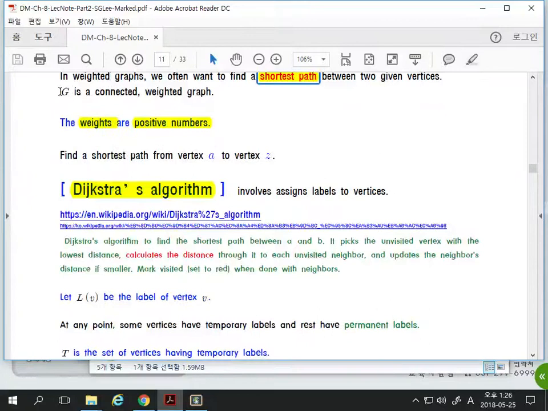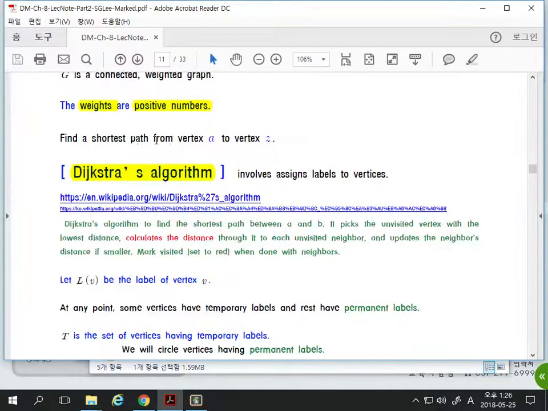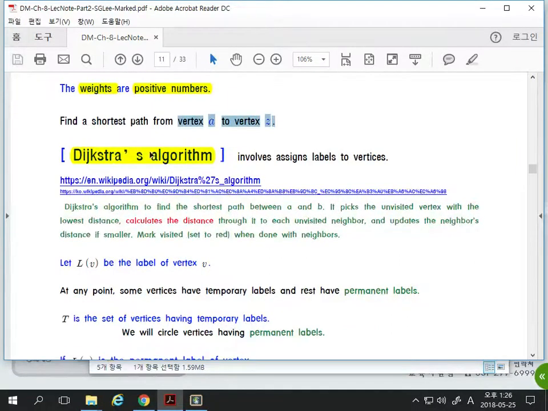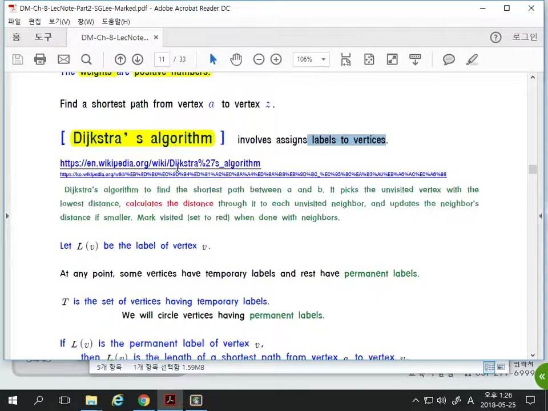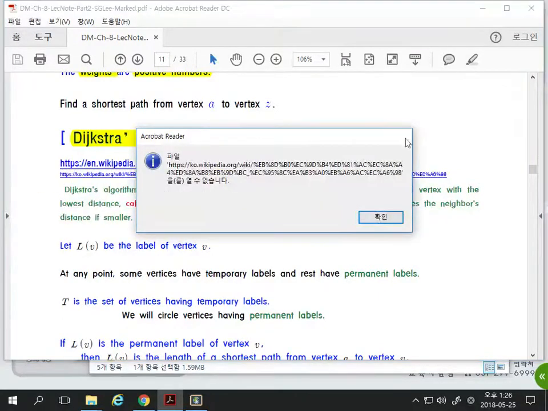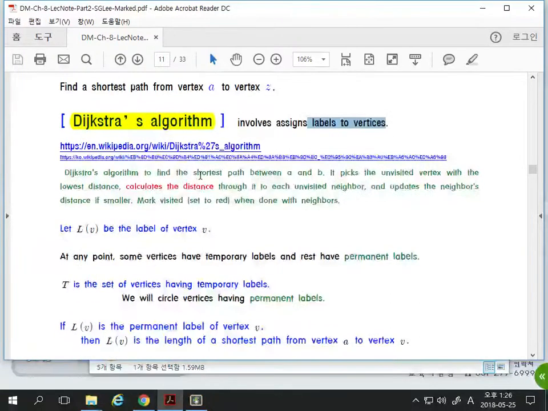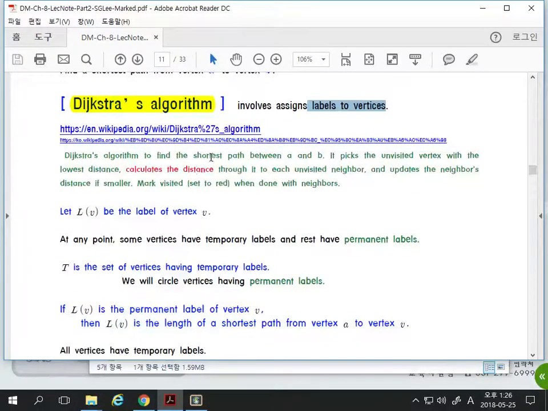Okay, let G be a connected and weighted graph. Then find the shortest path from vertex A to vertex G. The well-known Dijkstra's algorithm involves assigning labels to vertices. You can find more information about Dijkstra's algorithm at these web addresses. Okay, Dijkstra's algorithm finds the shortest path between two vertices.